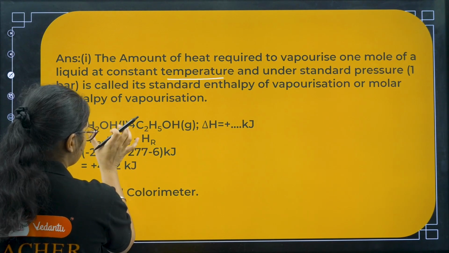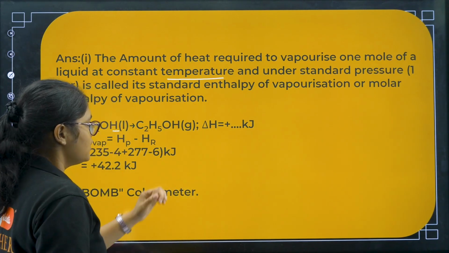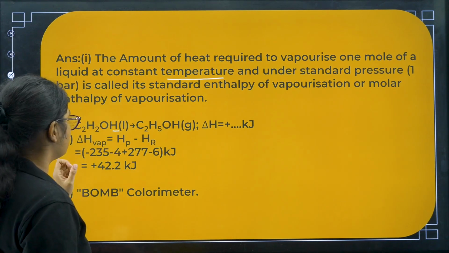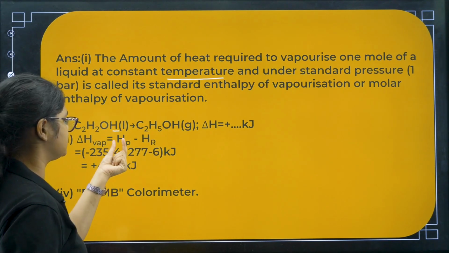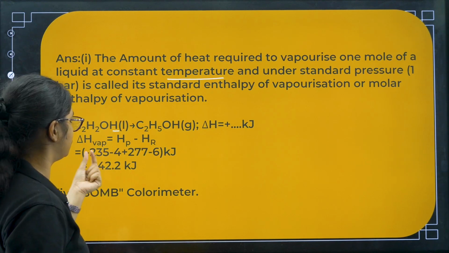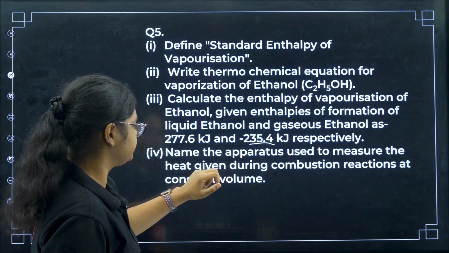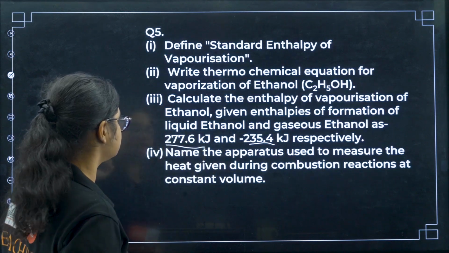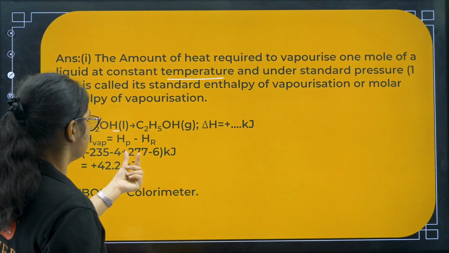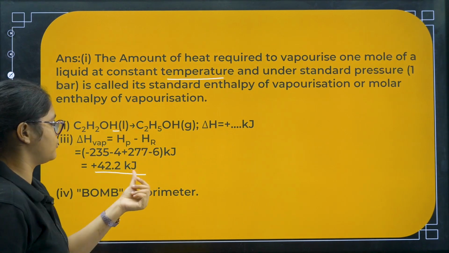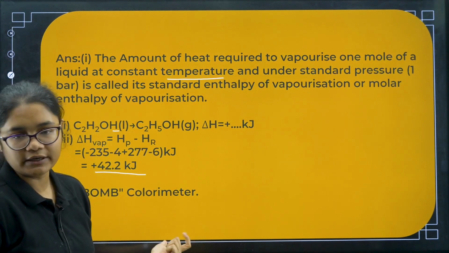Now what is the equation for enthalpy of vaporization of ethanol? Liquid ethanol to gaseous ethanol, that is your enthalpy of vaporization. Now you have to calculate this reaction enthalpy. So products minus reactants: the gaseous enthalpy given to you is minus 235.4, and liquid is minus 277.6. Okay, if you solve this, you will get plus 42.2. Now what was the device name? The device name is bomb calorimeter.